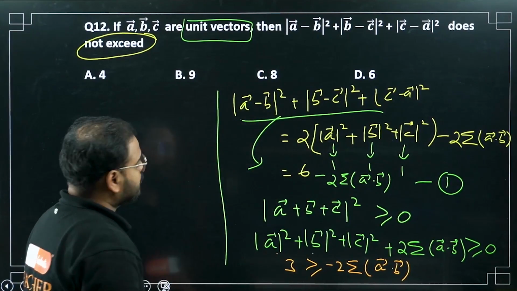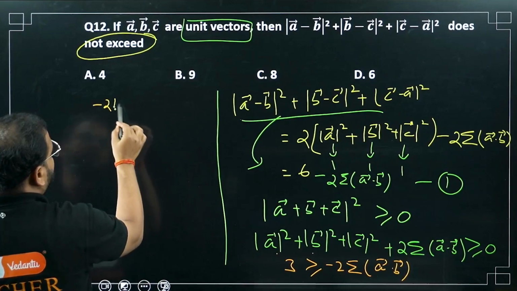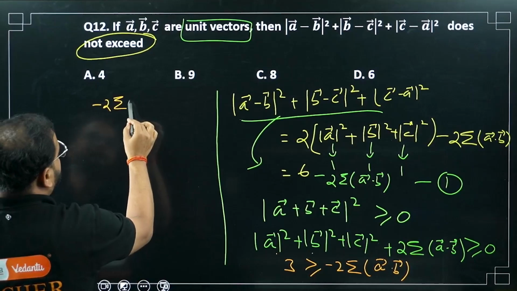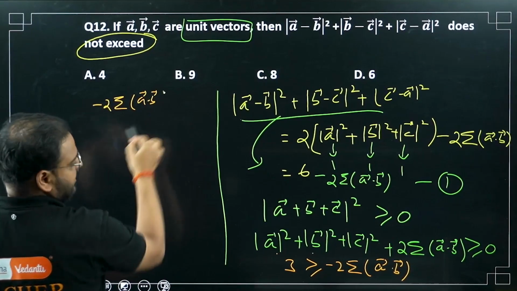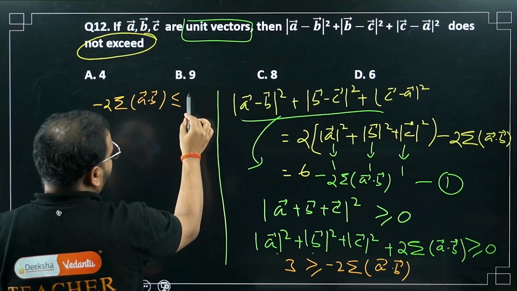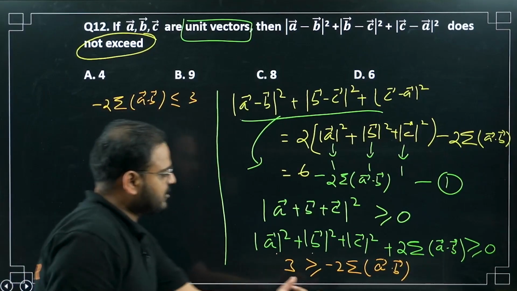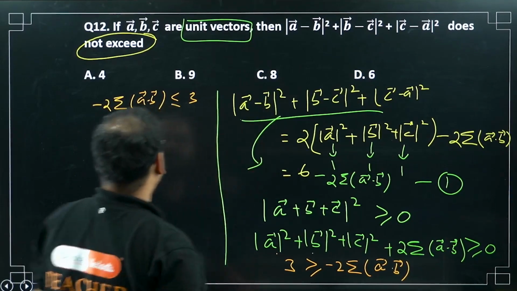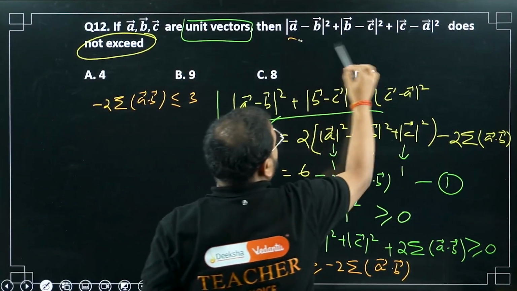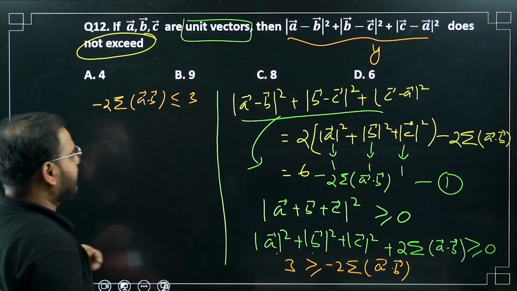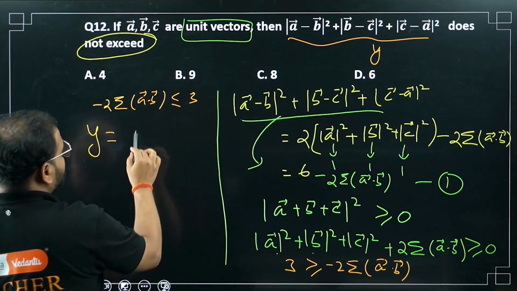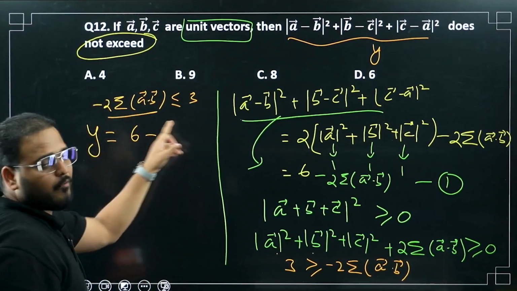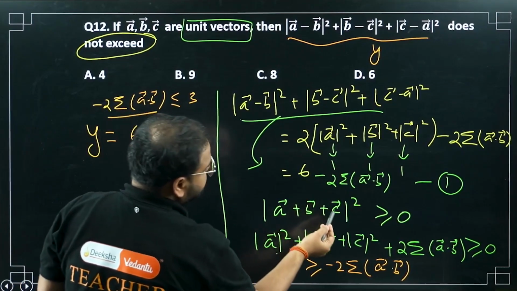So I can write this whole thing as minus 2 summation of A dot B. A dot B is having a maximum value of what? 3. Please check. This condition is having a maximum value of 3, right? But in this expression, if I take this to be, let's say, a value y, then I can write Y equals 6 minus this thing, and this has a maximum value of 3.